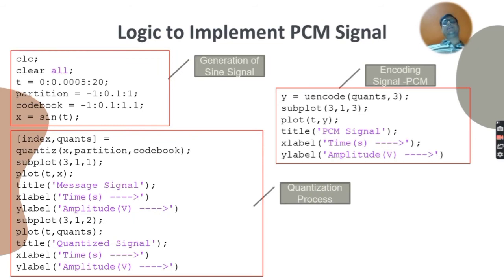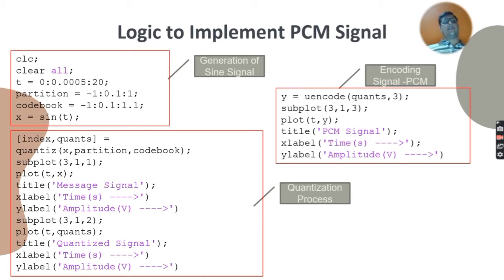Now this is the basic implementation of the PCM signal. As you can see, there are three blocks I have written and I have divided into three particular parts. First, we need to generate the signal. Then the quantization process is there. These are the basic steps to generate the PCM signal. First, we will understand that. Then we will go for the generation and then we will go for the detection.